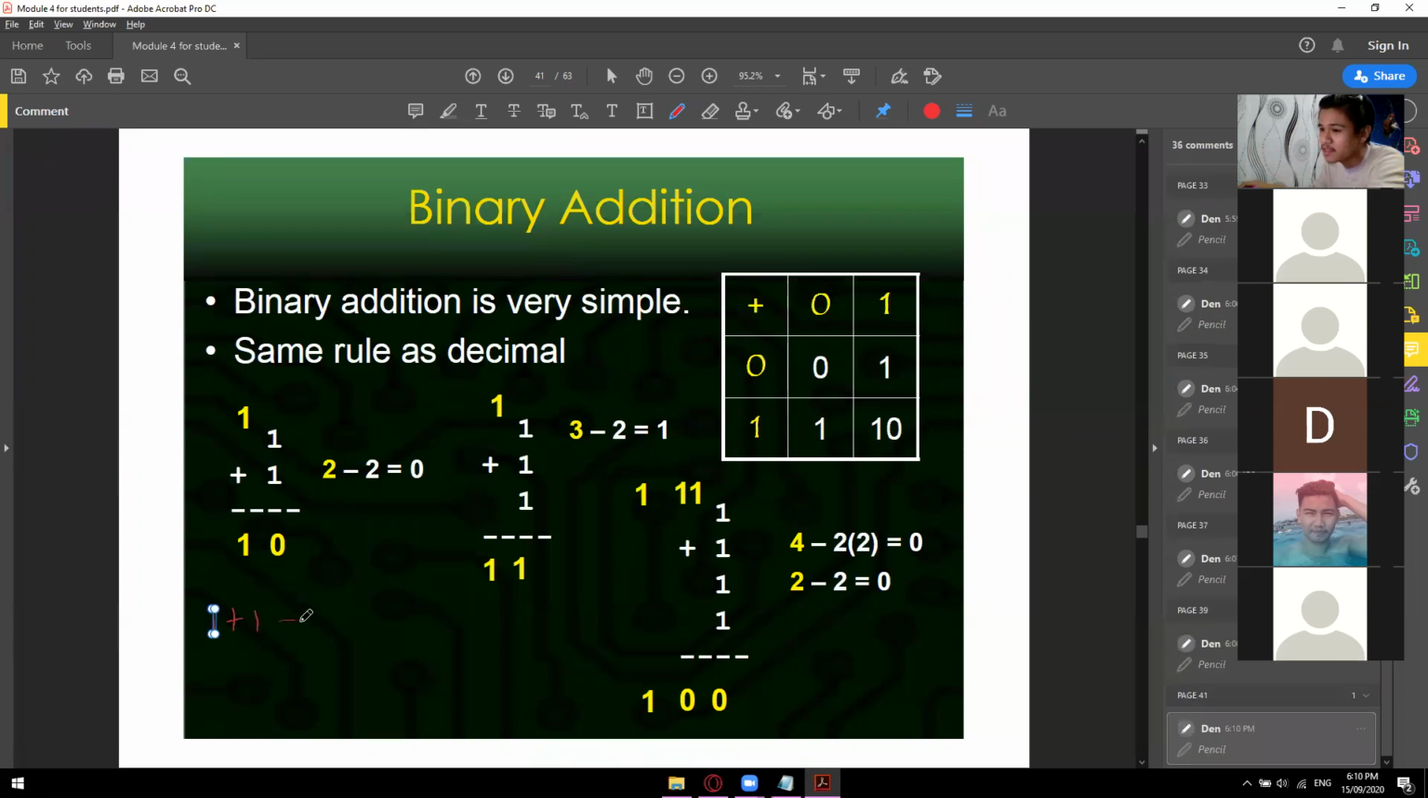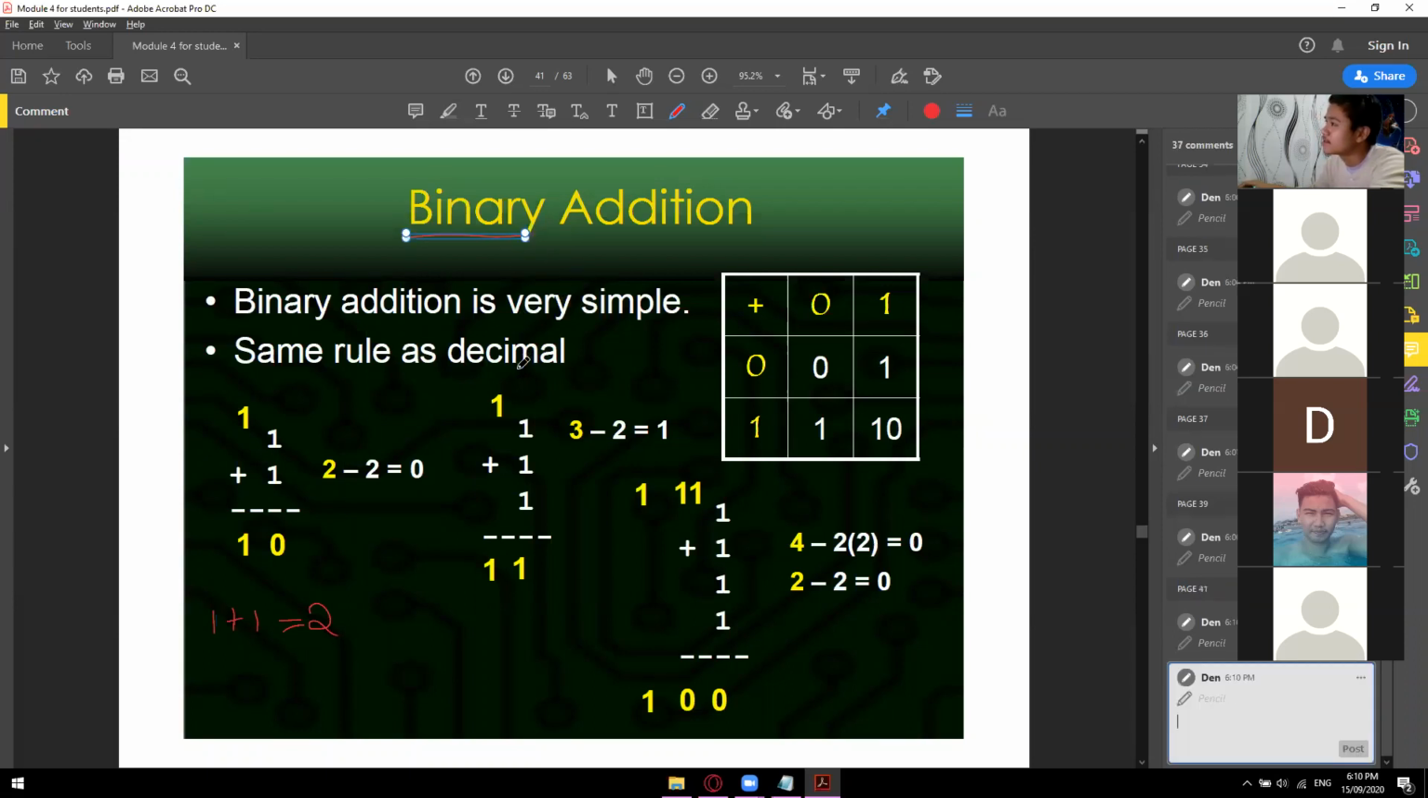1 plus 1 is equal to 2. Tama ba? Yes, sir. Mali. Okay, it's good. Pero, ang pinag-uusapan natin is binary addition. Okay? Wala tayong 2 sa binary. Ano ba ang representation ng 2 sa binary?